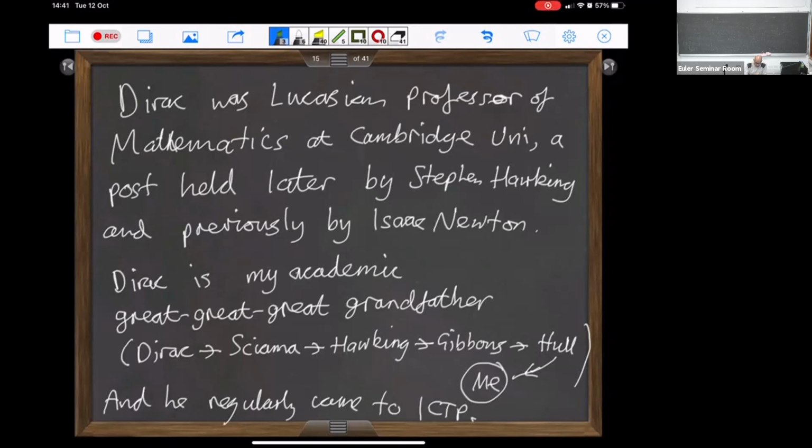And he was a regular visitor to ICTP. You might have noticed the Dirac stairway, which leads from the campus up to the park. That was to commemorate the fact that Dirac came here often.